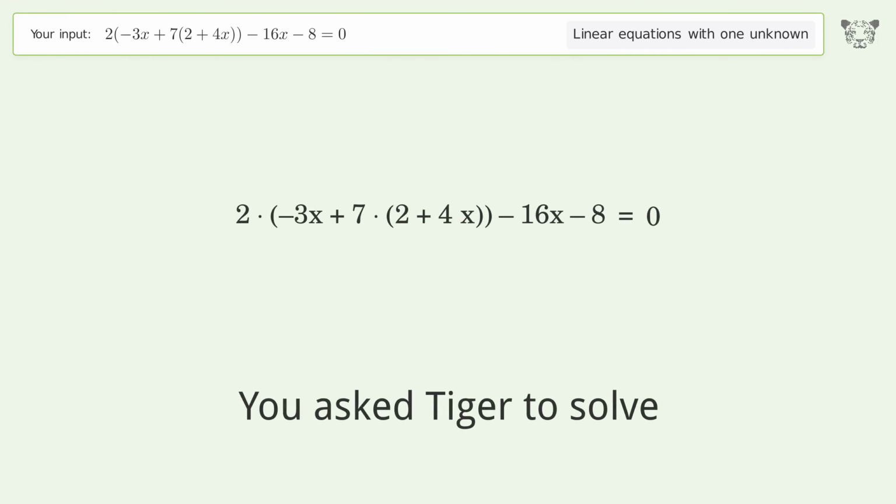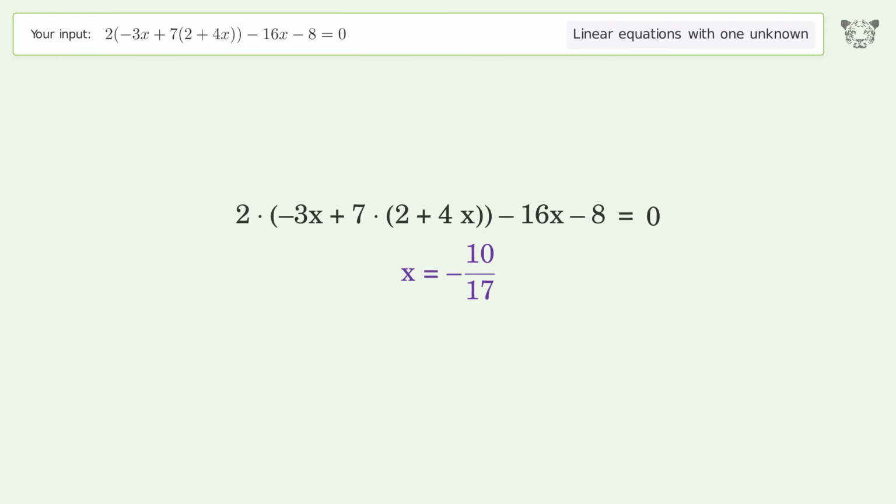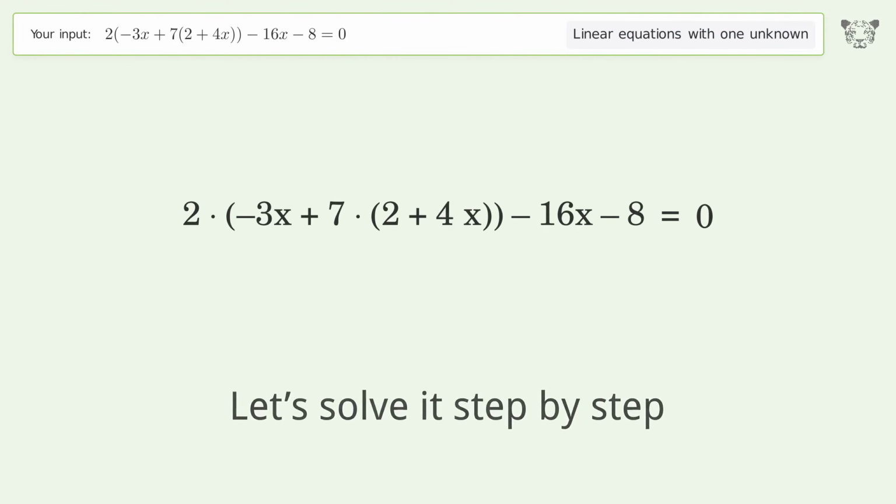You ask Tiger to solve. This deals with linear equations with one unknown. The final result is x equals -10/17. Let's solve it step by step.